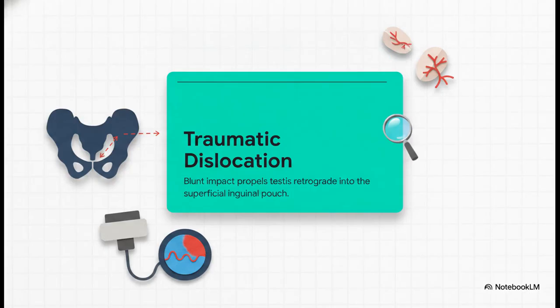This intense situation is known as traumatic dislocation of the testes, or TDT. The blunt impact basically ruptures the containment fascia, forcing the testicles retrograde, often shooting them into the superficial inguinal pouch or the pubic region. Your go-to diagnostic test here is a high-resolution color Doppler ultrasound. Not only does it locate the ectopic gonads, but crucially, it confirms if they still have healthy blood perfusion or if there's been a traumatic vascular occlusion.